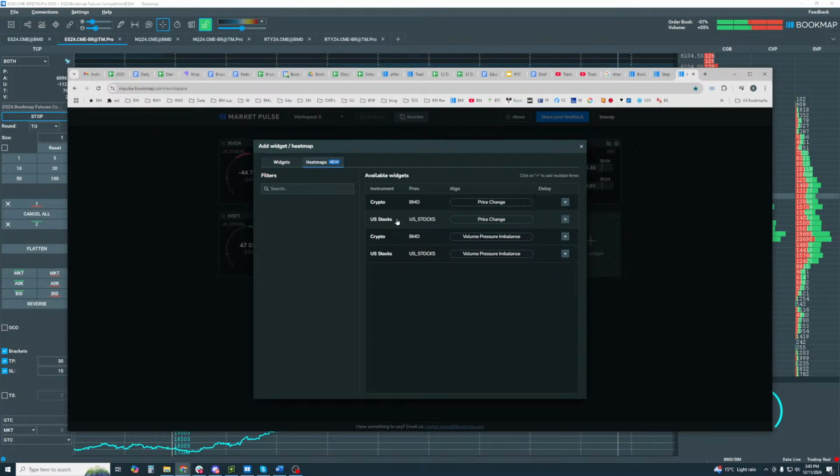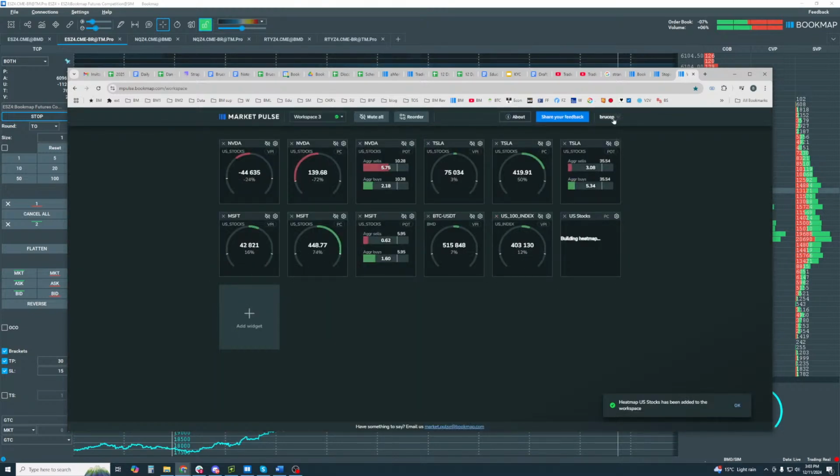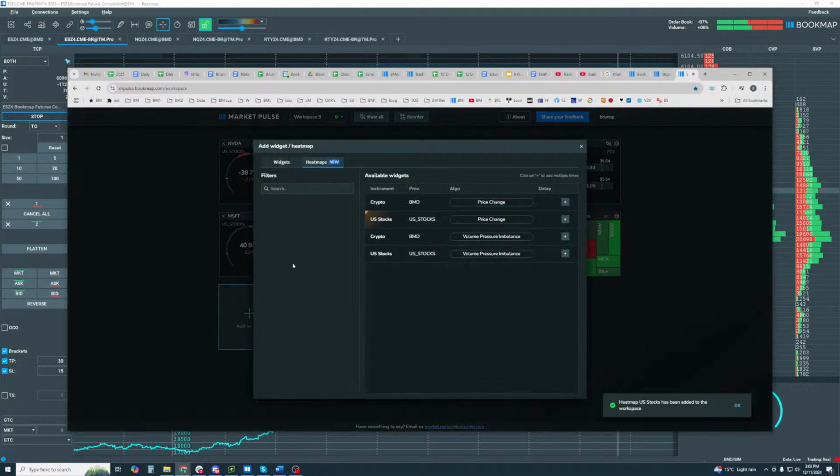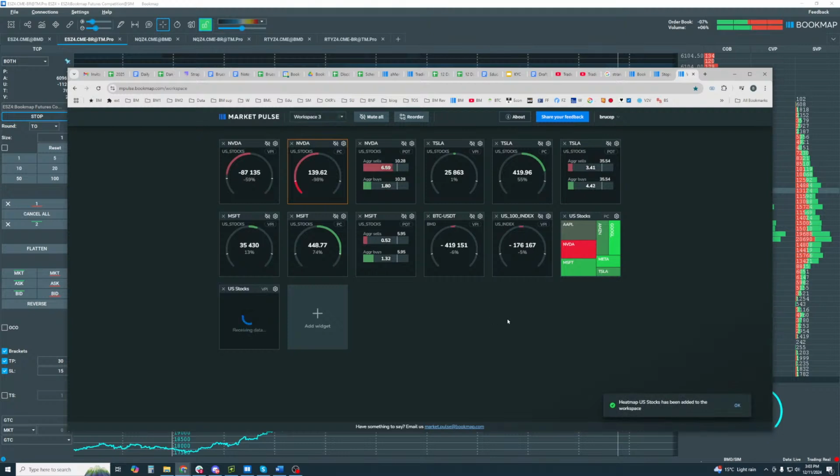We can at least add in the stock index price change, or we can also add the stock index volume pressure imbalance. Oh no, this is it right here, Stephen. Okay, so here's your Mag 7s right here.